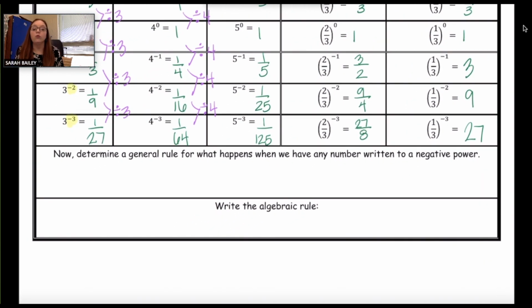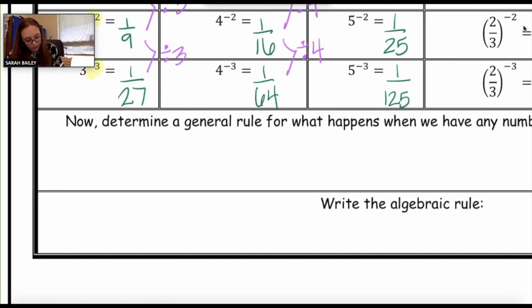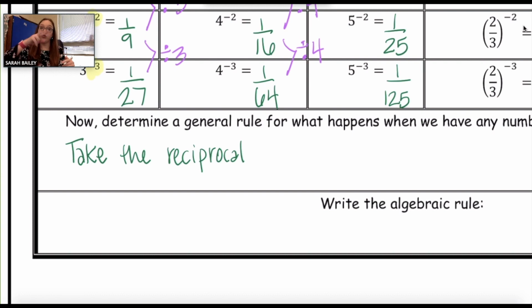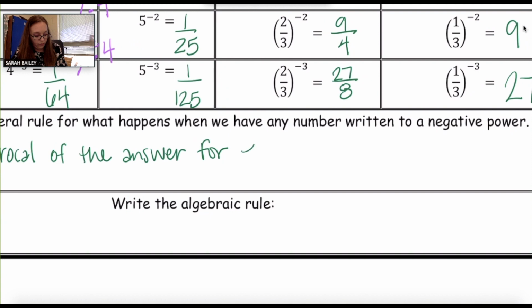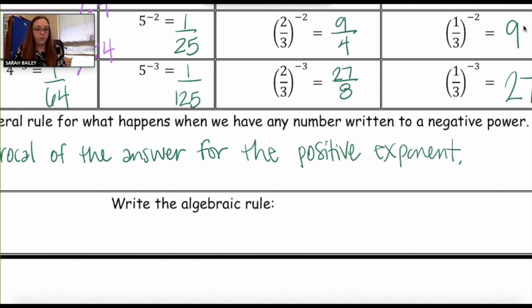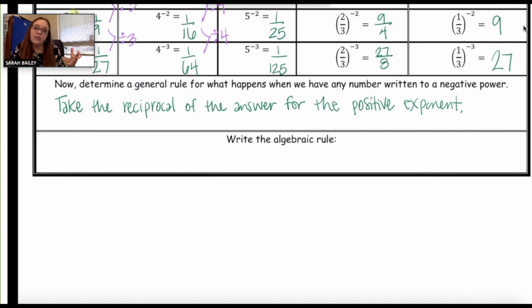So what is the general rule for what we're doing here when we're working with negative exponents? What we can say is we can take the reciprocal of the answer for the positive exponent. I'm going to write: take the reciprocal, that means flipping your numerator and denominator, of the answer for the positive exponent.